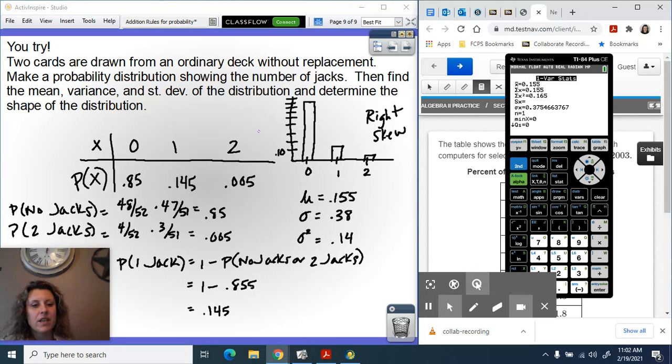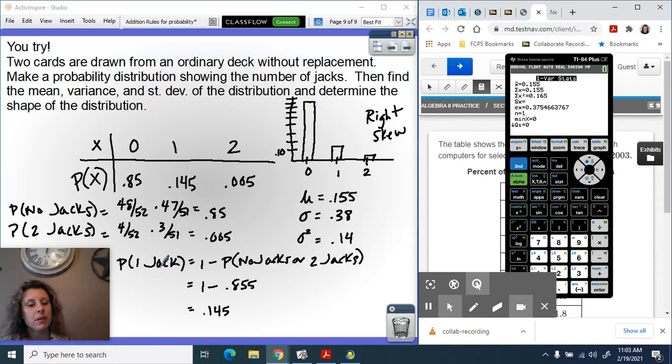Okay, hopefully you paused the video and you have similar results as I do on the screen. As far as showing the number of jacks, we have the random variables 0 jacks, 1 jack, or both jacks. The probability of getting no jacks, 48 out of 52 times 47 out of 51. I rounded that to 0.85, so there is a little bit of rounding error here. I did the probability of 2 jacks next, so probability of jack on the first draw is 4 out of 52 times the second draw is 3 out of 51. That gave me 0.005, again a little bit of rounding there.